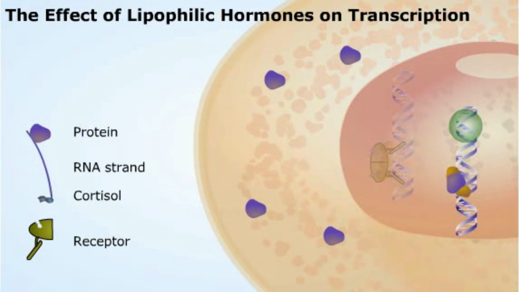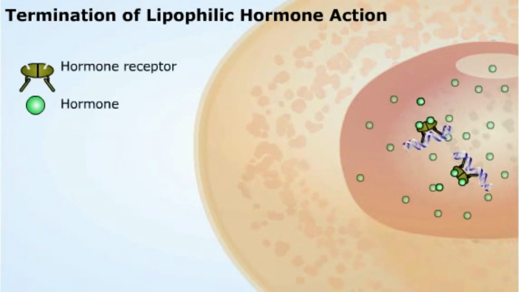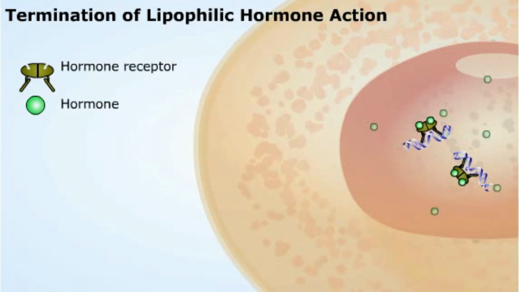Because it takes time for proteins to be synthesized, lipophilic hormones are best suited to controlling long-term processes such as the events of reproduction. As long as the hormone concentration remains high, its receptors will probably have hormone bound to them. When the hormone concentration decreases, as hormone molecules dissociate from the receptors, it's not likely that another hormone molecule will be available to take their place. The activation then ends.